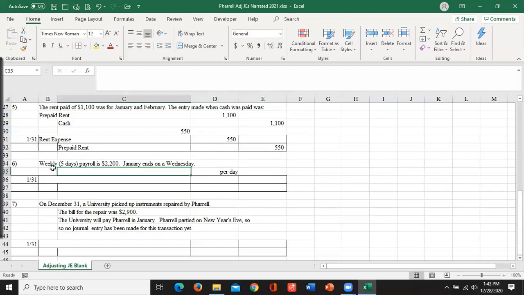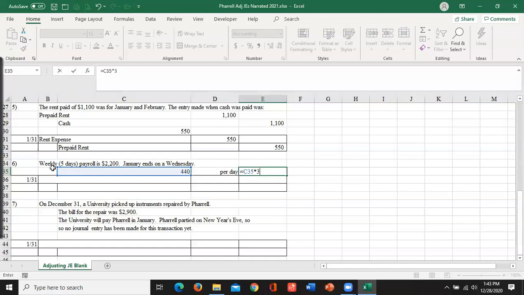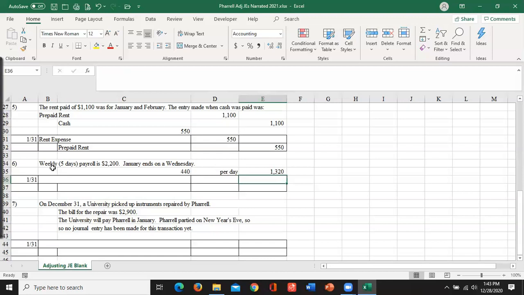I had that $2,200 worth of payroll that I paid people last week. But now comes the end of the month, and let's say January ends on a Wednesday. So now people have earned 3 days' worth of salary, but I haven't paid them yet. Again, my $2,200, divided by 5, gives me $440 per day. I want to take that times 3. So I owe them $1,320 for the amount they've worked this month.